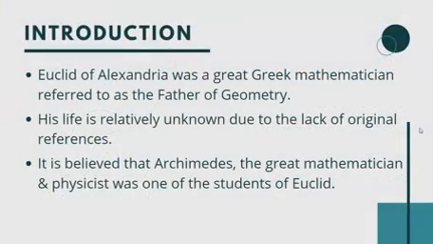I would like to begin with the introduction. Euclid, sometimes called Euclid of Alexandria, was a Greek mathematician regarded as the father of modern geometry. His life is relatively unknown due to the lack of original references. He probably was born about 365 BC. Although his exact birth and death places and circumstances are unknown, it is believed that he was a student of Plato. It is also believed that the great mathematician and physicist Archimedes was one of his students.